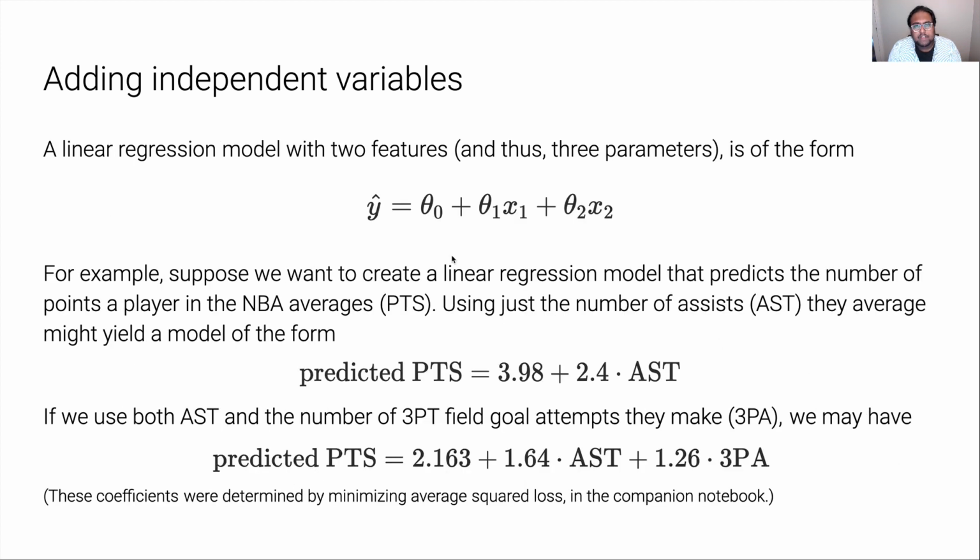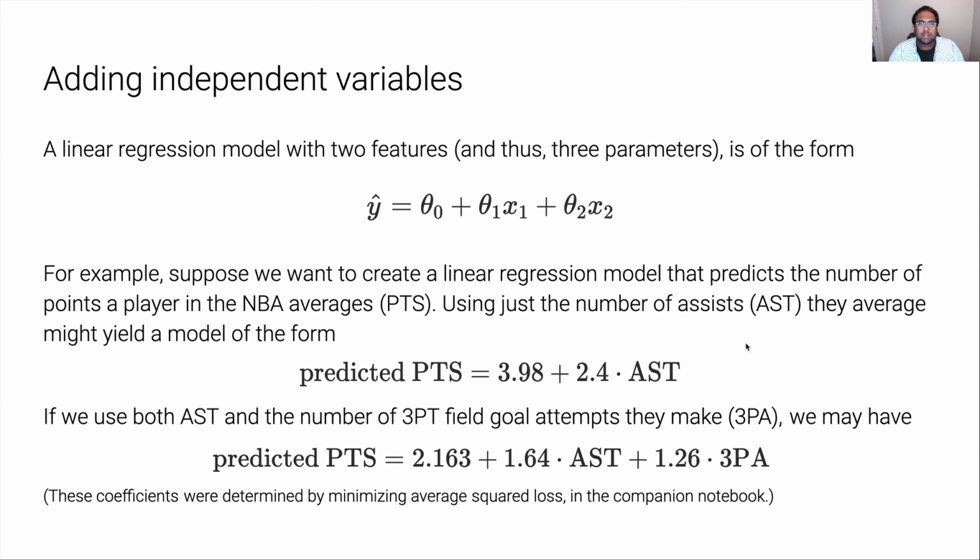This new, more sophisticated model has two input variables, x1 and x2, and it has three parameters, theta naught, theta 1, and theta 2. Two of those parameters are the weights on the x's, so theta 1 is the weight on x1, and theta 2 is the weight on x2, and then we also have our intercept term, theta naught.